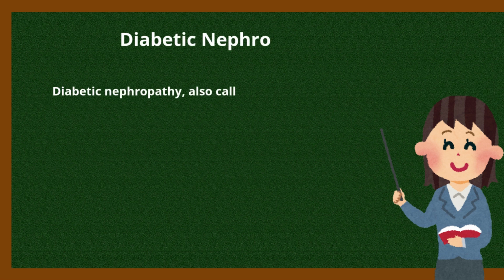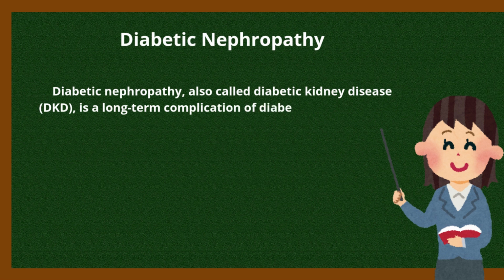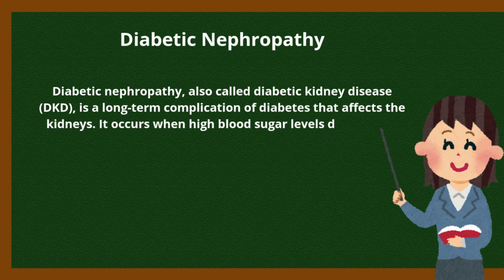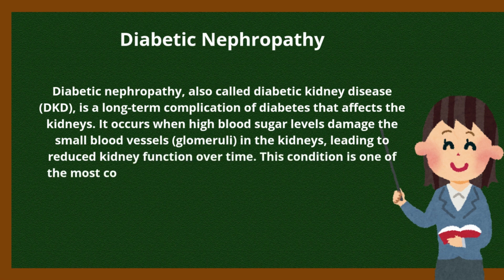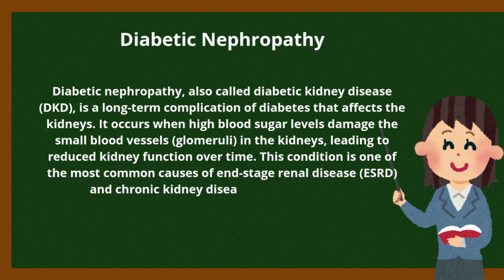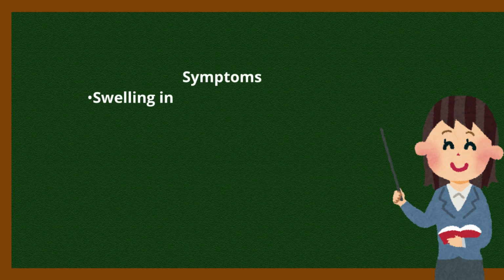Diabetic nephropathy, also called diabetic kidney disease, DKD, is a long-term complication of diabetes that affects the kidneys. It occurs when high blood sugar levels damage the small blood vessels, glomeruli, in the kidneys, leading to reduced kidney function over time. This condition is one of the most common causes of end-stage renal disease, ESRD, and chronic kidney disease, CKD, worldwide. Symptoms: swelling in the legs, ankles, feet, or hands.